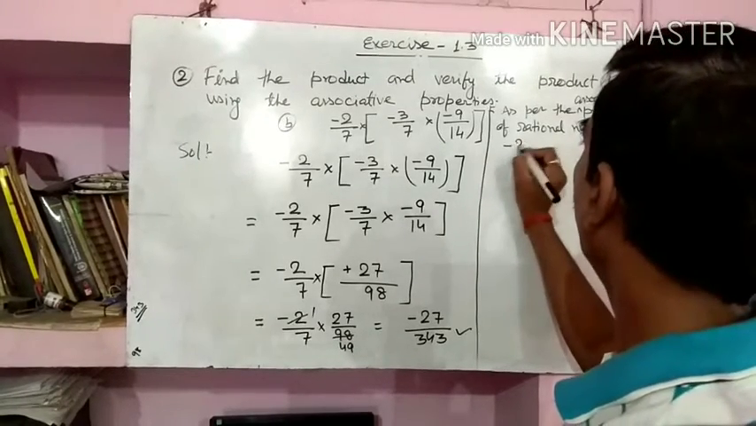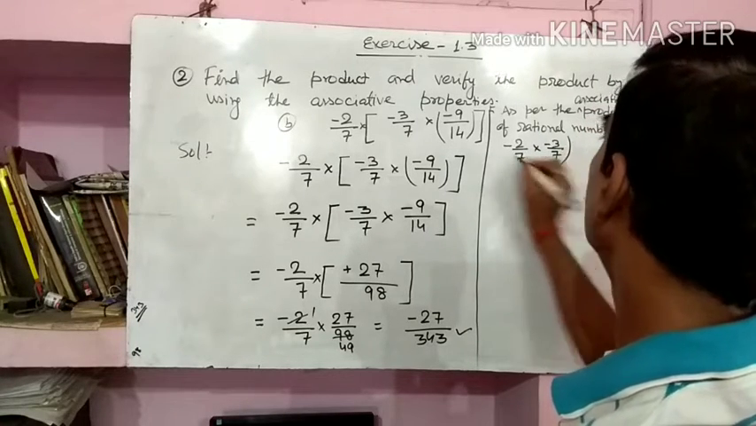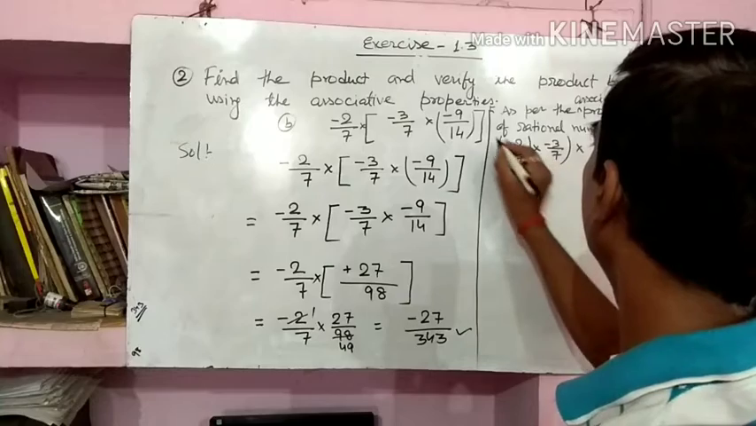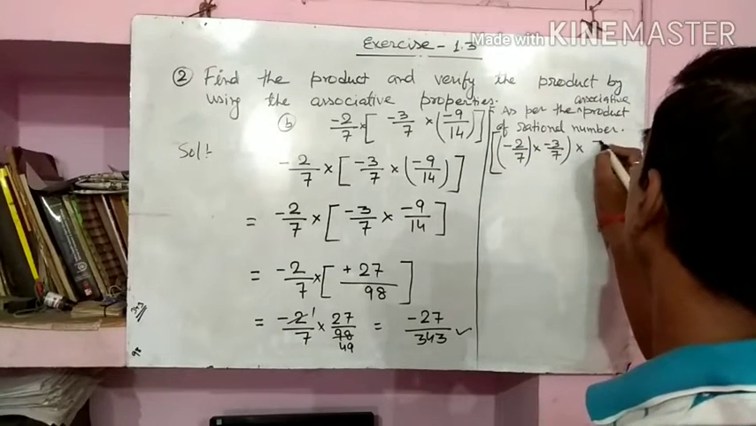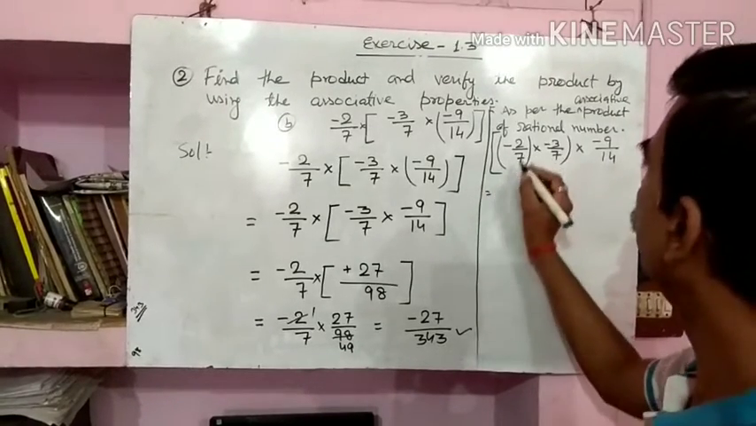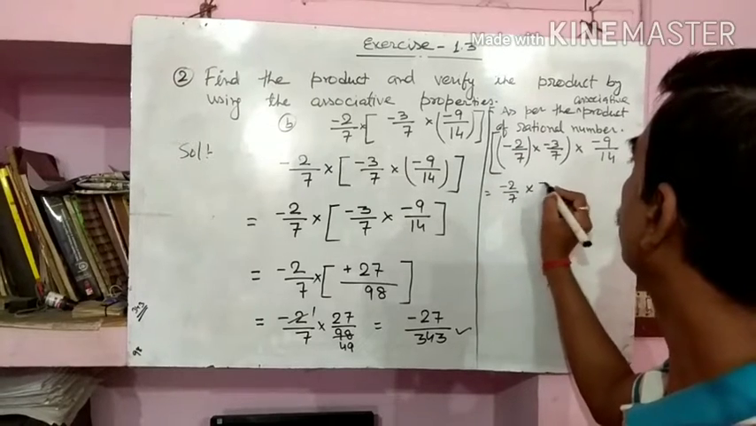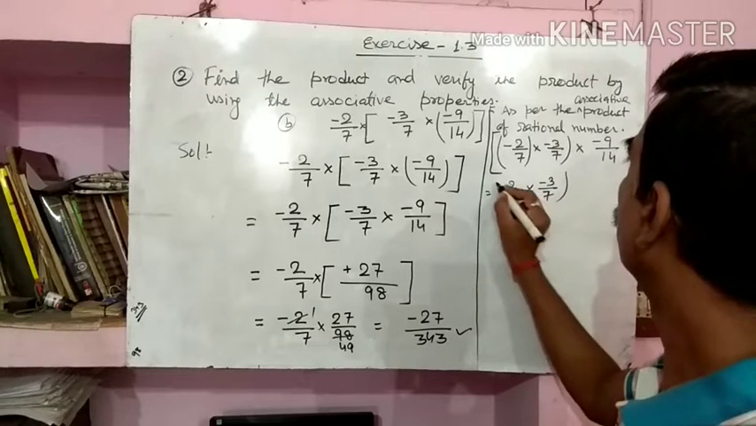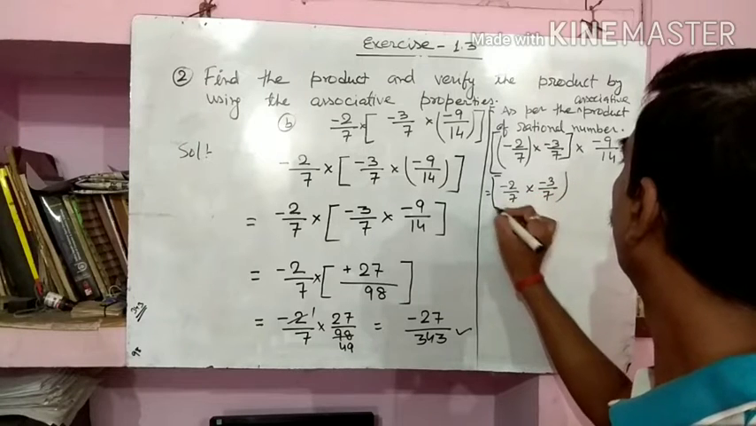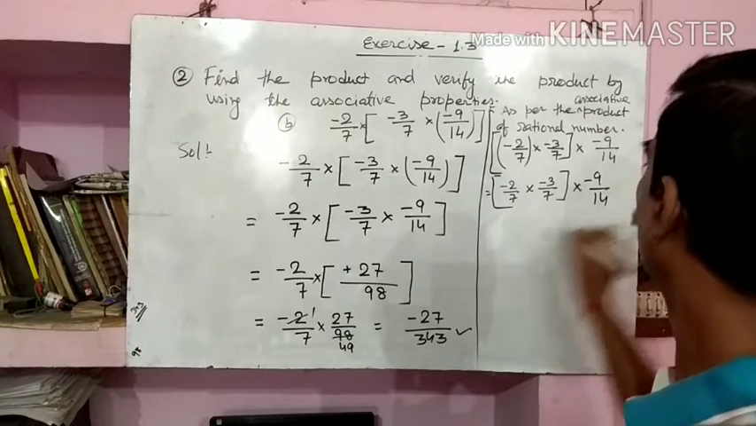Okay, so now we can write it like this: 2 by 7 into minus 3 by 7. You can group these two in a small bracket, and finally minus 9 by 14. So in that case, after removing this bracket, it will be minus 2 by 7, and this becomes minus 3 by 7 inside a big bracket, like this, into minus 9 by 14.